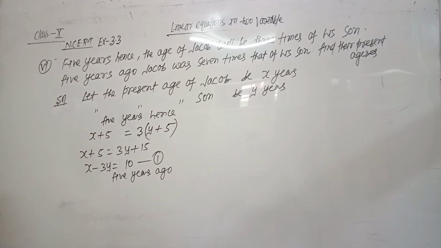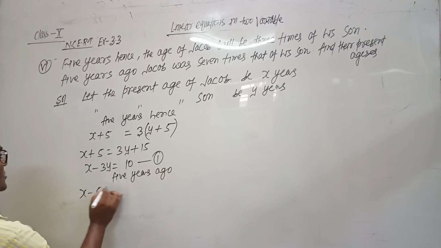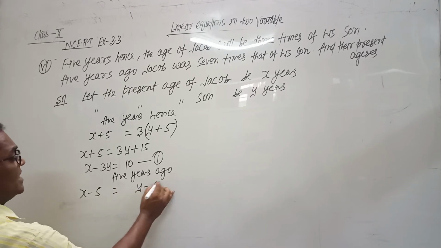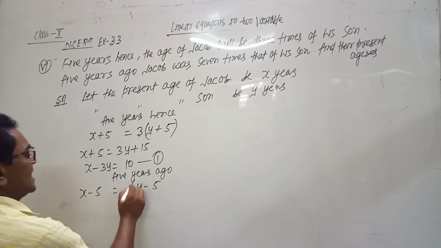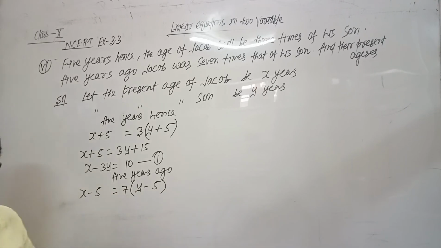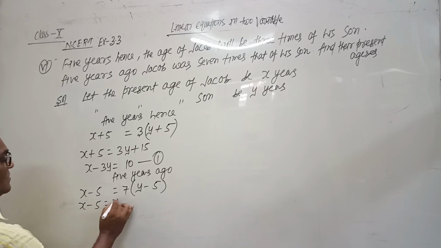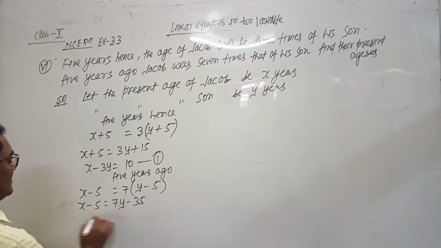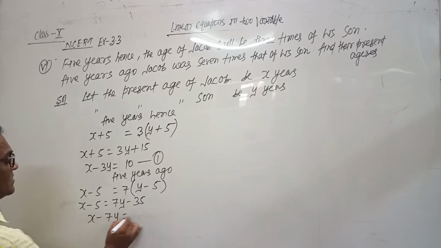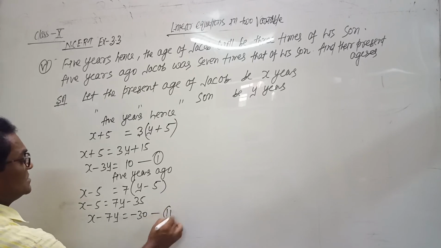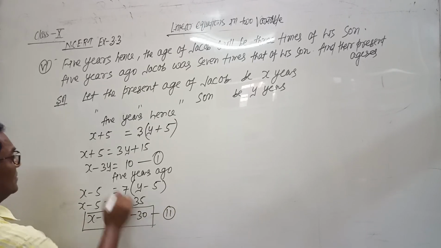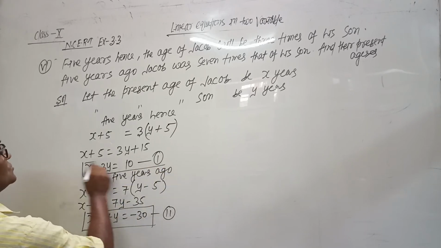5 years ago, the age of Jacob will be x minus 5 and the age of his son was y minus 5. So 5 years ago, Jacob was 7 times that of his son. Jacob son की age का 7 times, तो son की age में 7 का multiply कर देंगे. Then x minus 5 equals to 7y minus 35 and x minus 7y equals to minus 35 plus 5, that is minus of 30. So this is second number equation. We get both the equations.